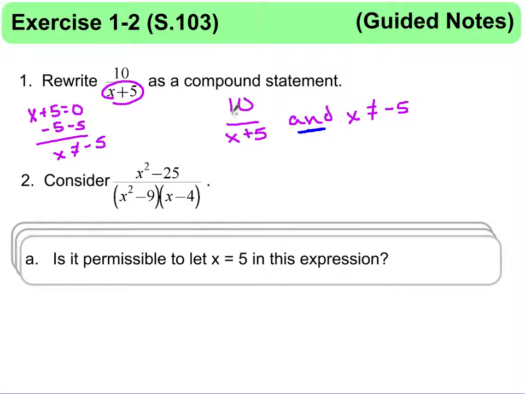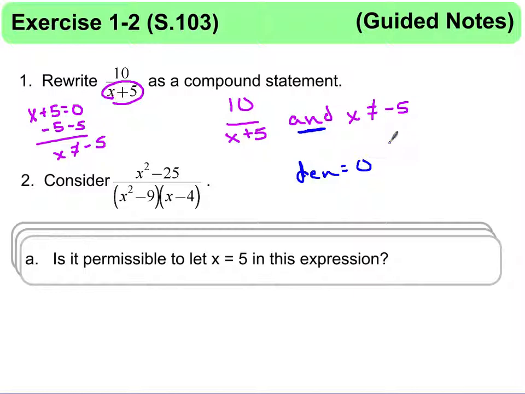That's the missing part that we're looking for, and that brings up that notion of "and." So we have two parts. We have 10 divided by x plus 5, and we have the part that says x cannot equal negative 5, because it would make the denominator equal to 0, and that's something that we do not want to have happen in this case.